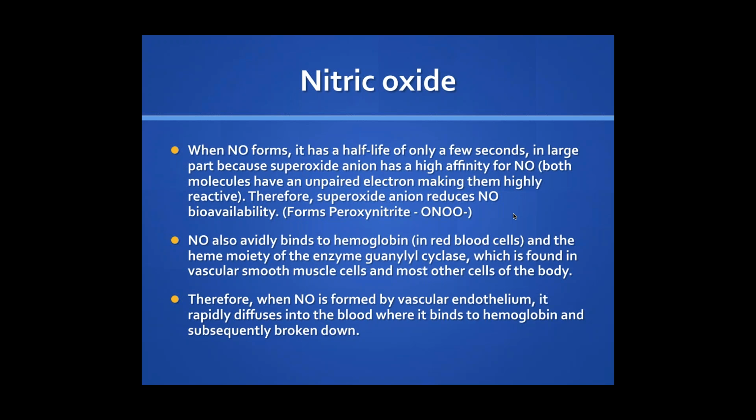So nitric oxide also avidly binds to hemoglobin in red blood cells, and the heme moiety, the enzyme guanyl cyclase, which is found in the vascular smooth muscle cells and most other cells of the body. So therefore, when nitric oxide is formed by the vascular endothelium, it rapidly diffuses into the blood where it binds to hemoglobin and is subsequently broken down. So it's difficult to measure. That's part of the problem: how do we measure nitric oxide itself in the blood, and how do we measure peroxynitrite in the blood? It's a tricky thing because it's such a short-lived molecule. Just a half-life of a few seconds and it's gone.